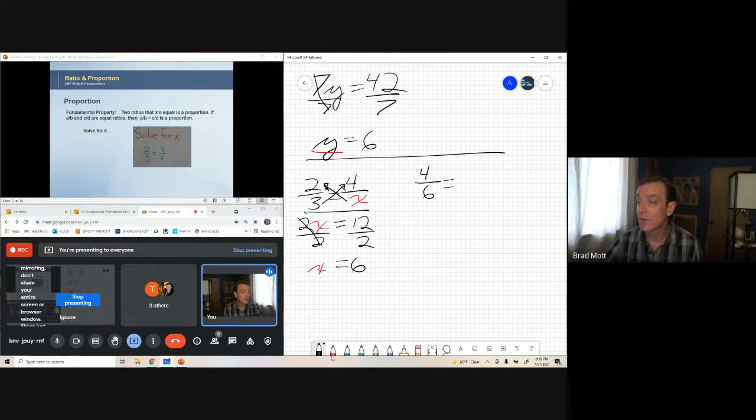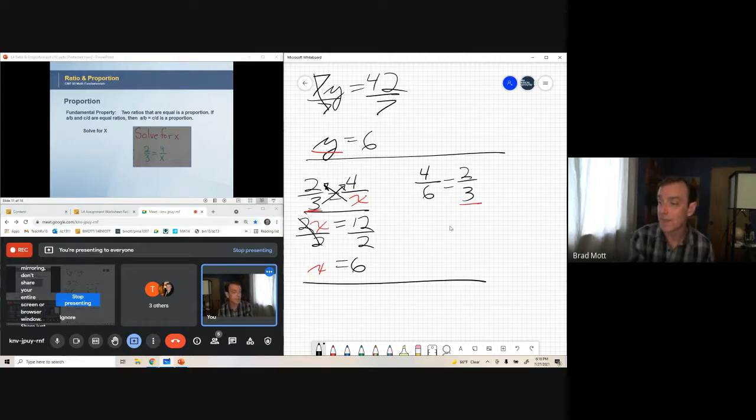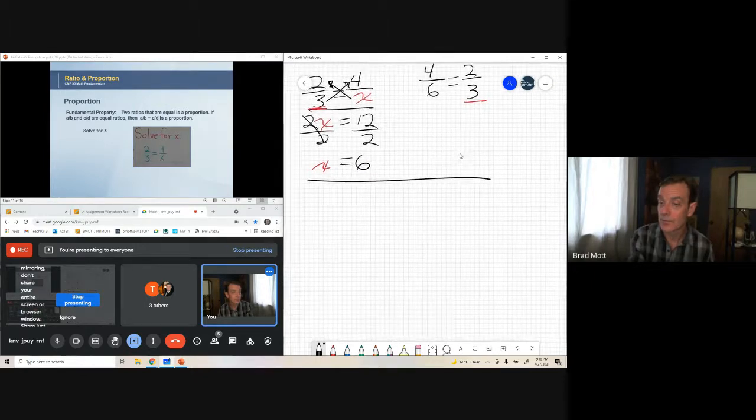So 2 goes into 4 twice, 2 goes into 3 once, and there we go. We have 2/3 being equal to that initial ratio of 2/3. And another way of saying it, 2 is to 3 as 4 is to x, would be a way of saying that in English. Okay, cross multiply, solve for the unknown. So let's do this some more.